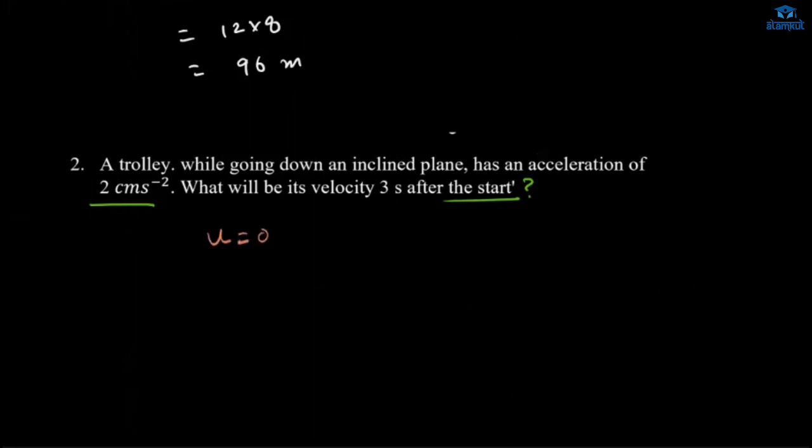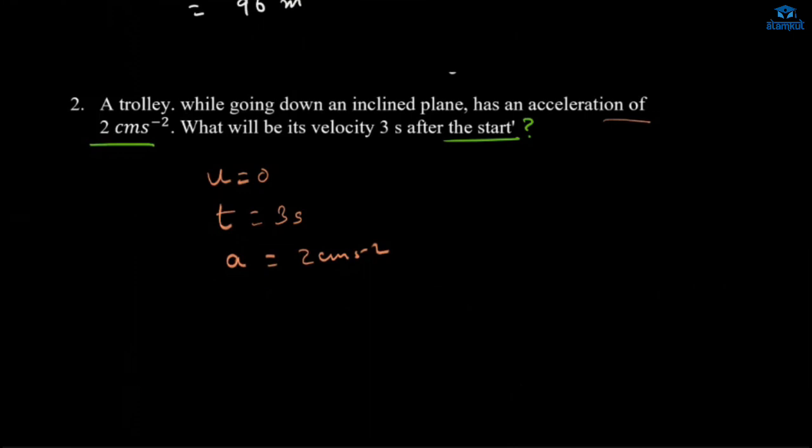Initial velocity will be taken as 0, because after the start, time is given as 3 seconds and the acceleration is given as 2 centimeter per second square. Let it be 2 centimeter per second square, because whatever we get will be in centimeter per second or centimeter. The main thing here is that seconds and seconds are same. Otherwise, it would have been 0.02 meter per second square. You can also write this, but let it be this only.